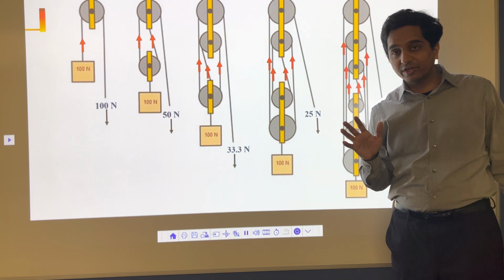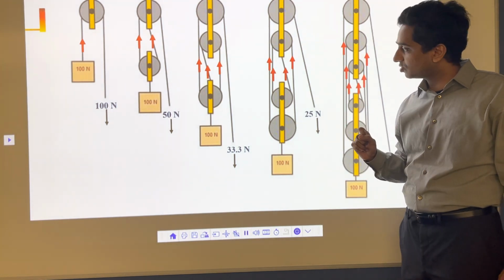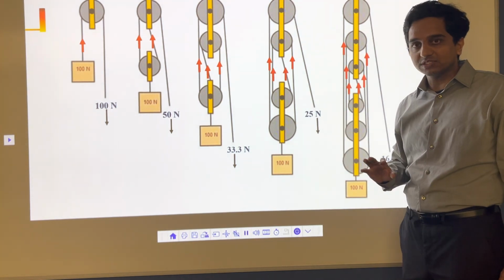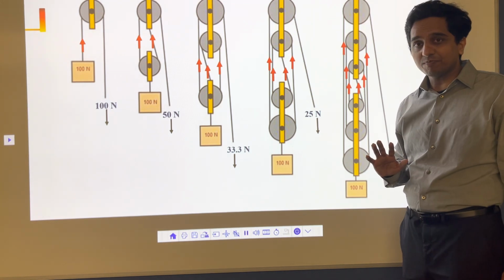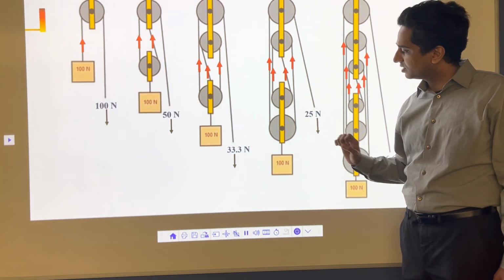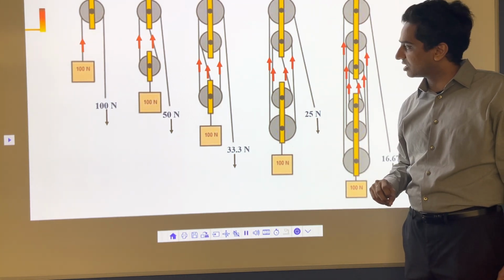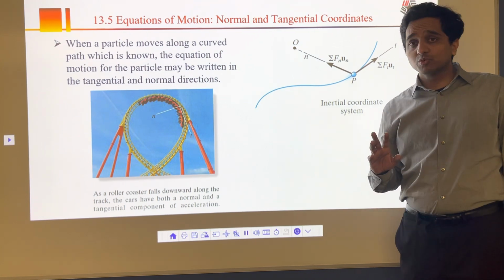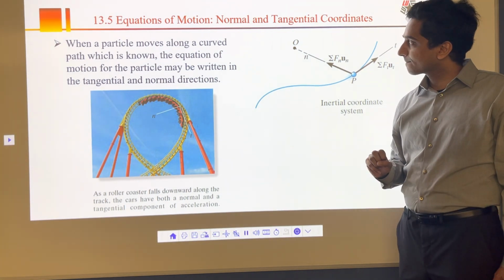Again, watch that video. The link is there on the blackboard and you will understand more about this simple pulley system. This is very important, very interesting, very simple. Make sure that you learn it very well. Let's move on to the next part.